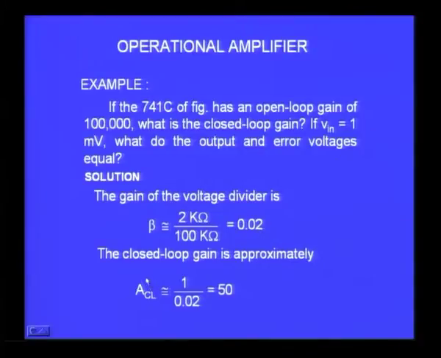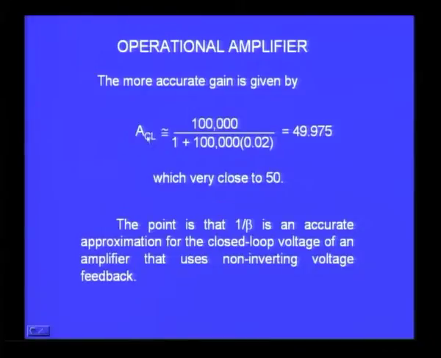So the smaller the beta, 1 by beta will be much larger, it will be 50. So the closed loop gain is 1 by beta, and that is around 50 for this circuit. That means the closed loop gain is A divided by 1 plus A beta, with A equal to 100,000, which is also 49.975, very close to 50. And therefore you see, whichever expression you use, ultimately the correct number comes out. So therefore we say 1 by beta is a good enough approximation for the closed loop voltage gain of an amplifier that uses non-inverting voltage feedback.